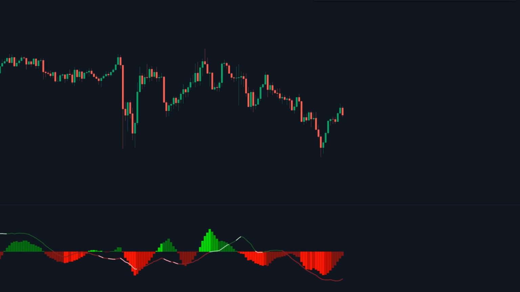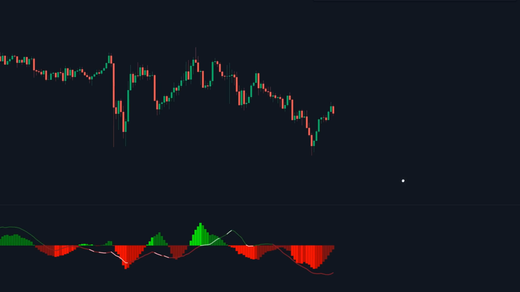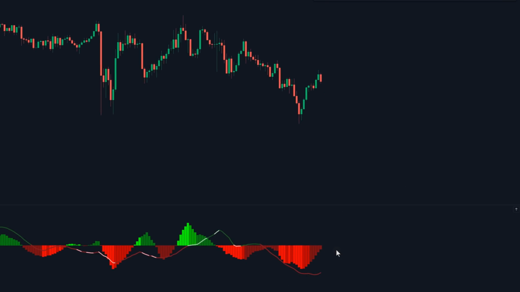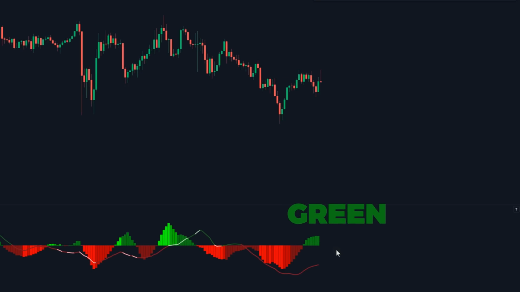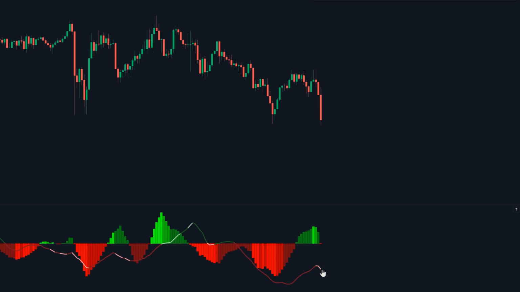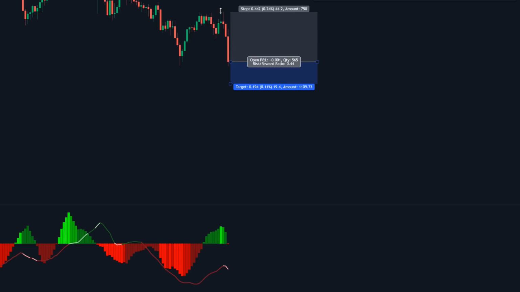And of course, it's going to be the opposite for a short trade. So as you can see, the oscillator was colored red, indicating a long-term bearish trend. Then the histogram changed color from red to green to indicate a market pullback, and then from green to red to confirm the end of that pullback. And then at the end of the pullback, the oscillator was also colored bright red.